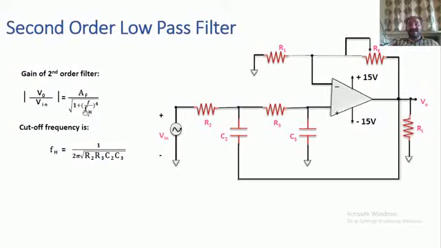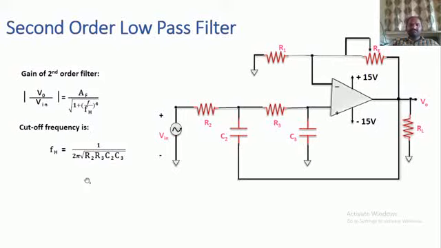FH is the high cutoff frequency, meaning the highest frequency which is accepted by the filter, and it is raised to the power of 4. Previously in the first order we had the square, but here we have the power 4. Now the cutoff frequency formula: as we have two resistors and capacitors, FH, the high cutoff frequency of the second order low pass filter, equals 1 by 2 pi times the square root of R2 R3 C2 C3.